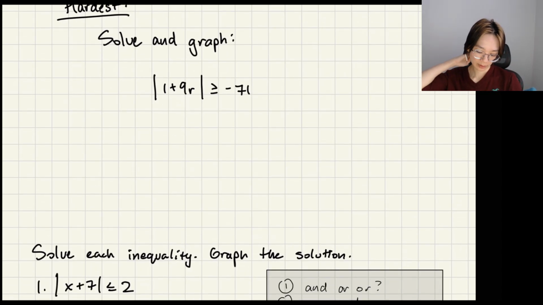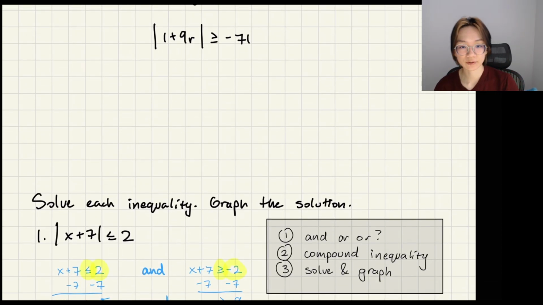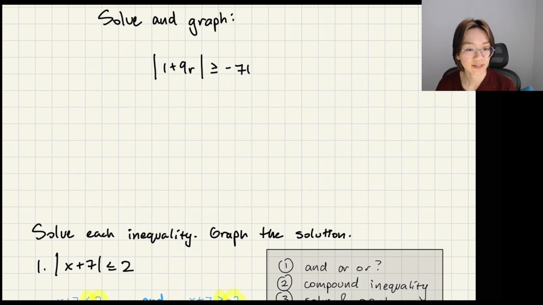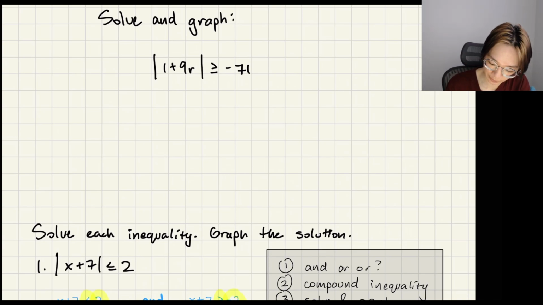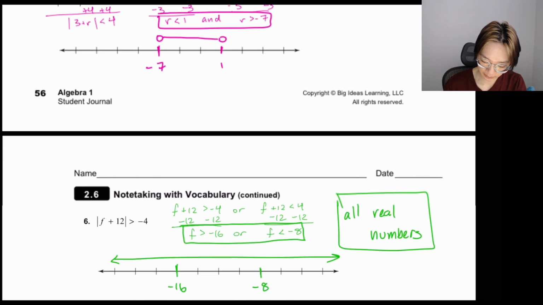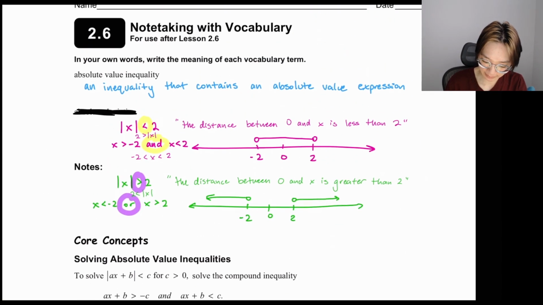So our 3 steps. Is it and or? Can we figure out if it's and or? Yes. It is greater than the absolute value. The absolute value is only on one side, and it's greater than a negative number, so we can still solve it. It's not no solution. So when the absolute value is greater than the other side, what does that mean? It means it is an or.